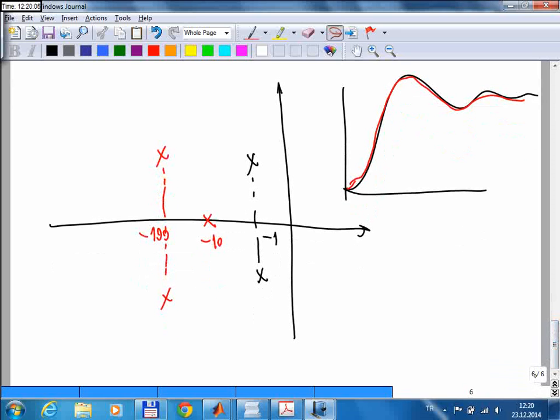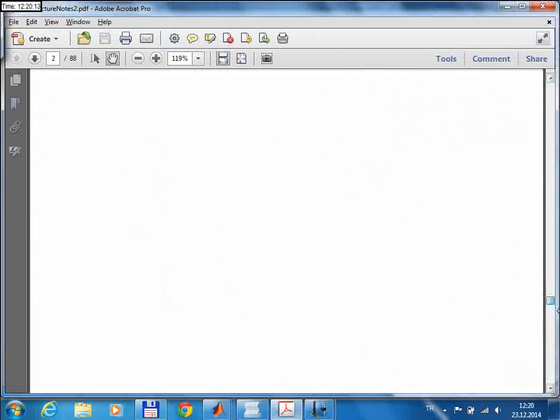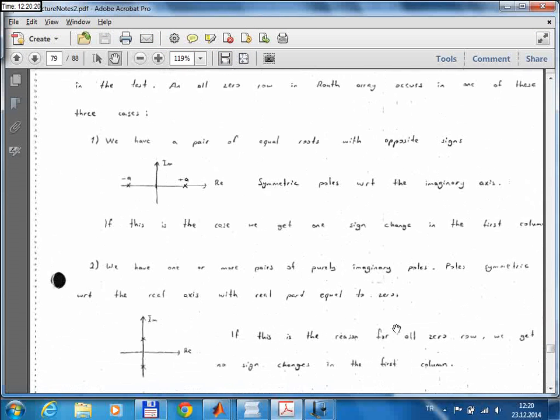Okay, so we have one last topic left, which is also a very important topic, and that will certainly be included in the final exam. So let's make a very quick introduction to that topic.